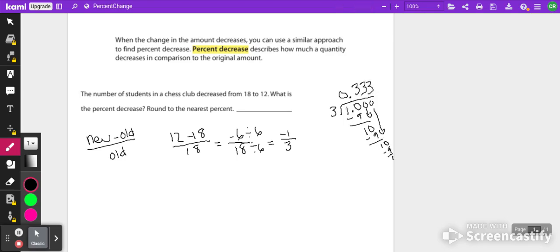All right, so the reason I went to 3 decimal places is because it says to round to the nearest percent. I know that I'm going to have to move my decimal to the right 2 times, so I have to have that third spot to see if my percent's going to round up or stay the same. All right, so my decimal here is 0.333, and it just keeps on going. I'm going to move my decimal to the right 2 times, and that gives me 33%. Again, this is a decrease, so it's technically a negative, but since we already know it's a decrease, we're saying that it decreased 33%. And that's how you find percent change.